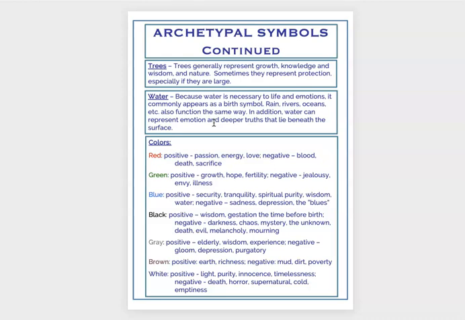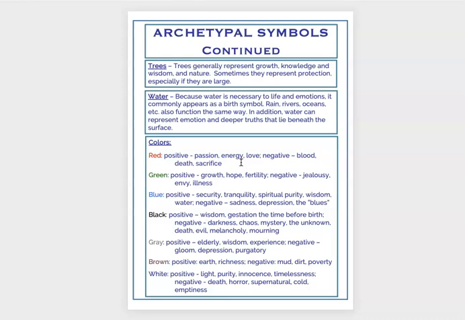Look for characters from everything from the snow, which is a form of water, to the beach, or a bathtub, or a fountain, or being in the rain. Anytime there's water, it's because we're dealing with emotion and deeper truths that lie beneath the surface. There are also a lot of archetypal colors, and most colors have dual meanings. So red, the positive is passion, energy, love. The negative is blood, death, sacrifice.